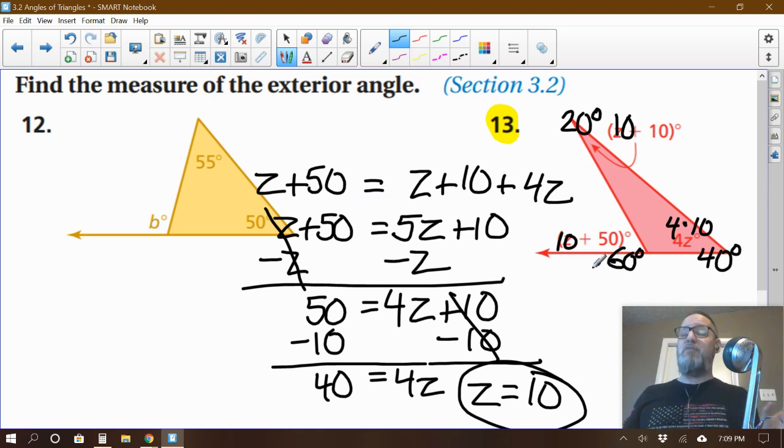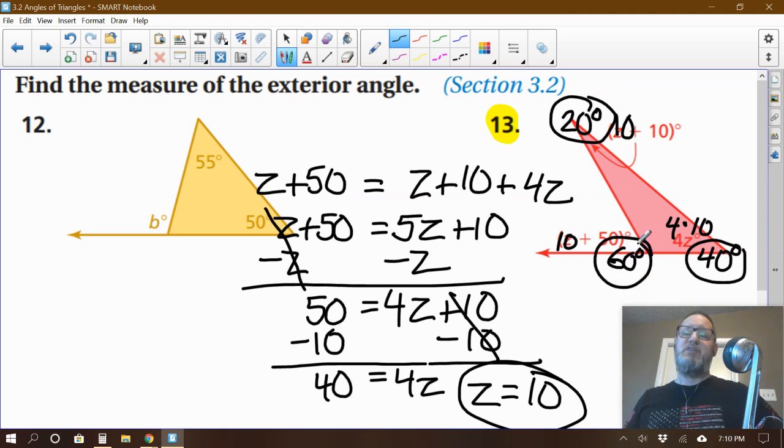Now, does that follow the rule I talked about earlier? Remember what it was? The sum of these two internal non-adjacent angles, so 40 plus 20, has to equal the external angle, which is 60. Oh, and it worked. Look, 40 plus 20 does indeed equal 60. So there we go. That did work out.